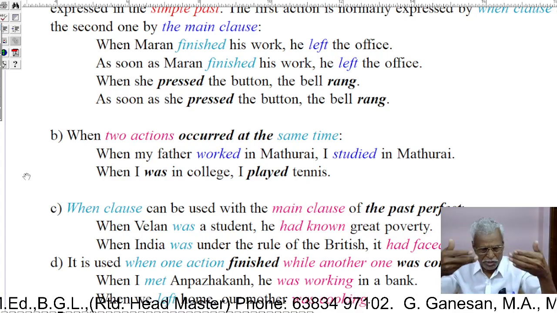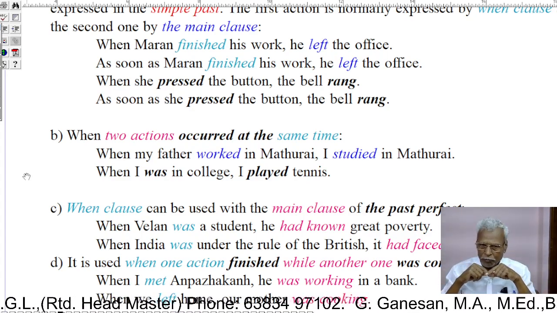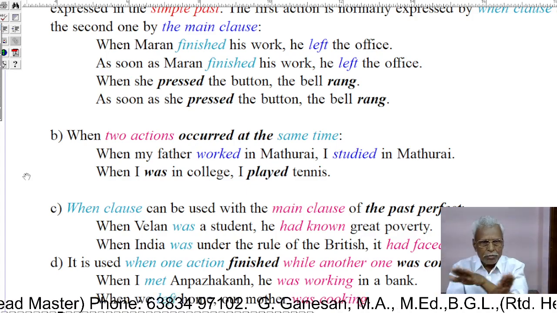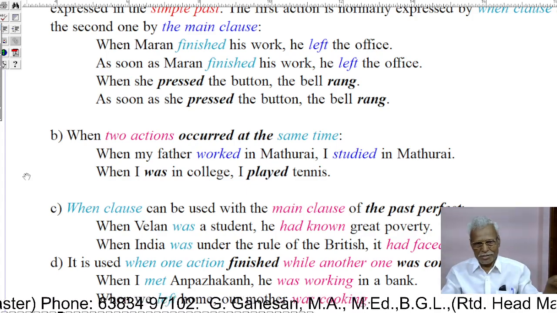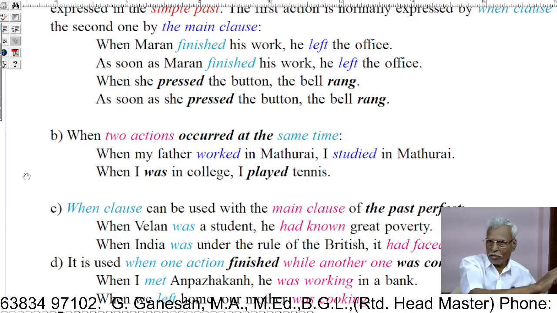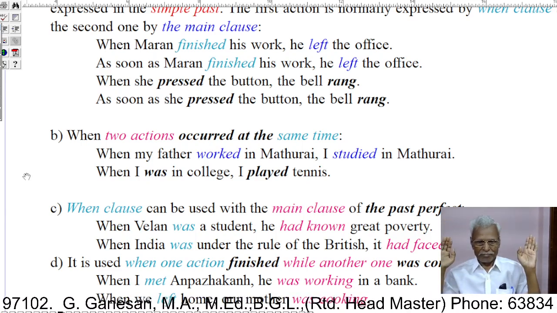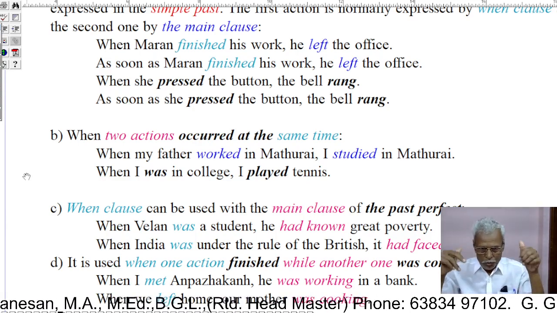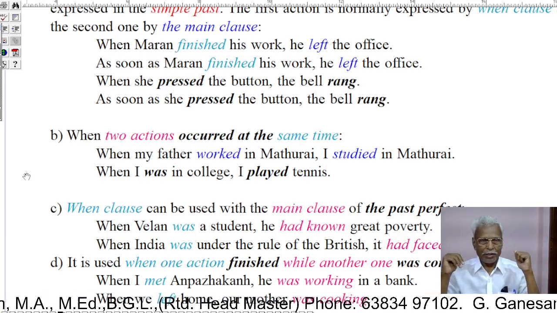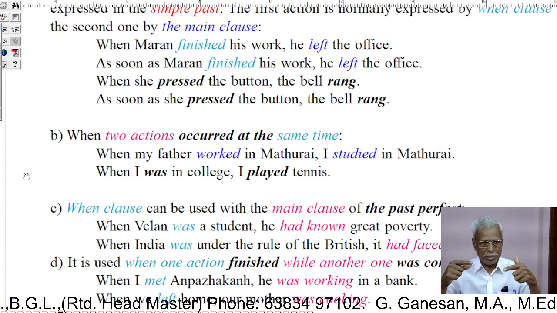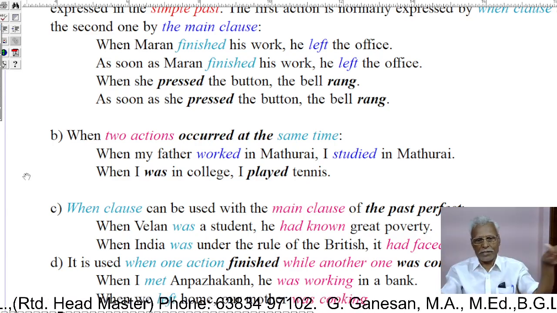Then these things can be expressed in simple past. When my father worked in Madurai, I studied in Madurai. Both actions occurred at the same time. My father worked and I studied. When I was in college, I played tennis. When I was a college student, I played tennis. Both occurred at the same time.